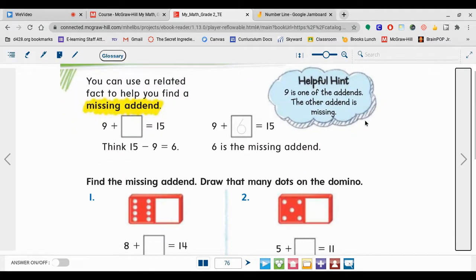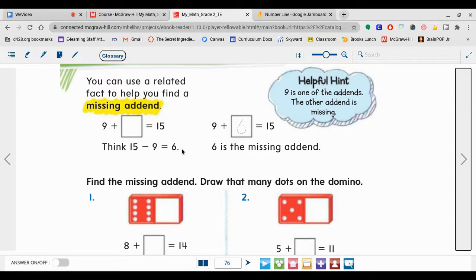And as we take a look here, it says you can use related facts to help you find a missing addend. All right. So one of the ways that we just did it was drawing onto the domino. But another one is for us to think of, well, what's a subtraction problem that could maybe help me out? So here I have 9 plus something equals 15. Well, the way that we can actually redo this problem is to put my 15 first because it's greatest and subtract that 9 and find the answer. So 15 minus 9 equals 6.